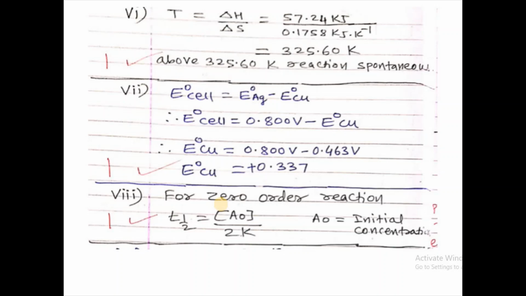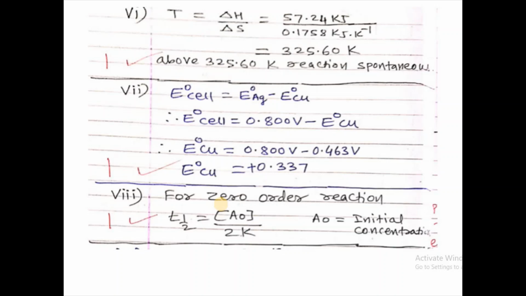I have given the formula E0 cell is equal to E0 Ag minus E0 Cu. E0 Ag we have taken because it is on the right side and Cu is on the left side in the representation, hence right minus left, and we will get the answer E0 Cu is equal to plus 0.337. You have to only write the answer, it is not necessary to write the formula and calculation also. E0 Cu is equal to plus 0.337. You will get 1 mark.